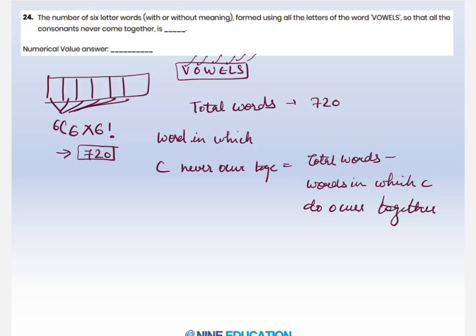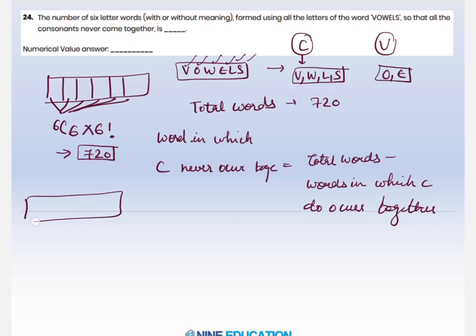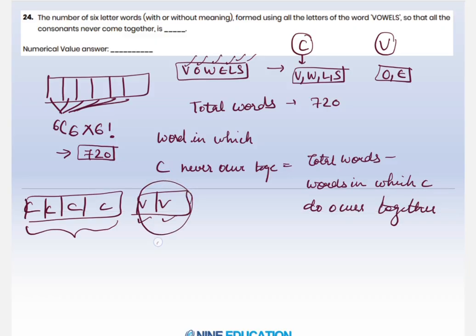Let's write consonants and vowels separately. In consonants we have V, W, L, S, and in vowels we have O and E. You want consonants to occur together, so take the 4 consonants as one entity, and the vowels are two different entities. Out of the 4 consonants you select all 4, and they arrange themselves in 4 factorial ways.